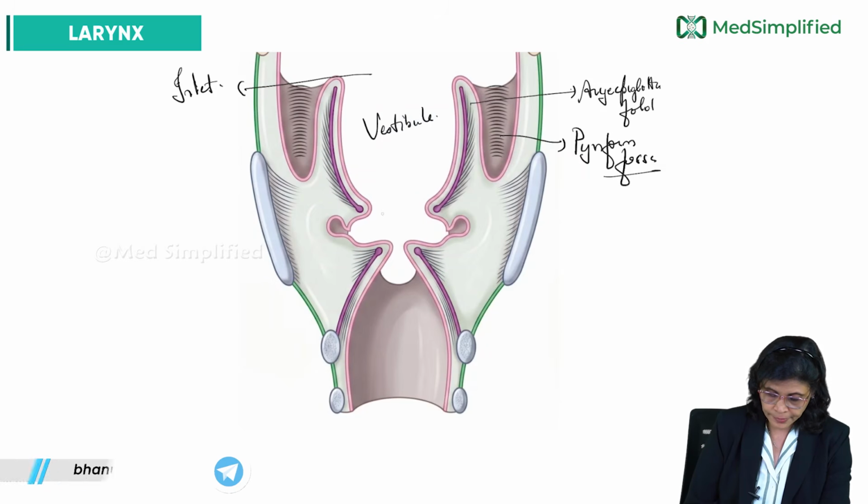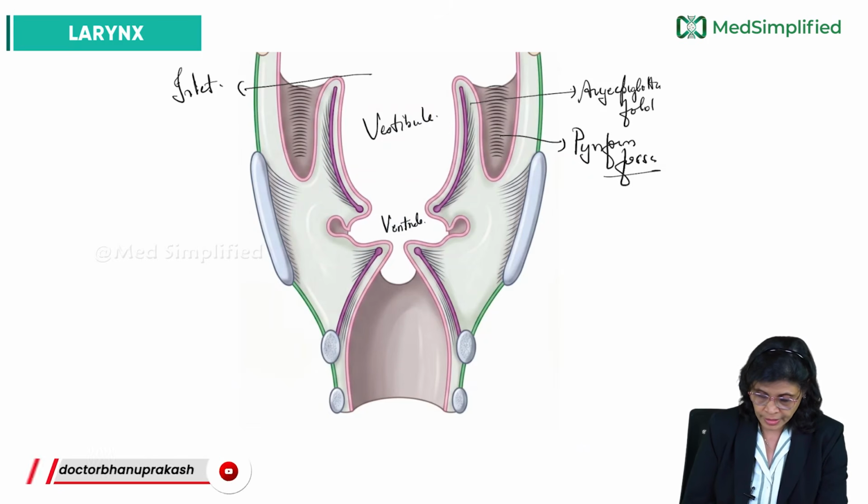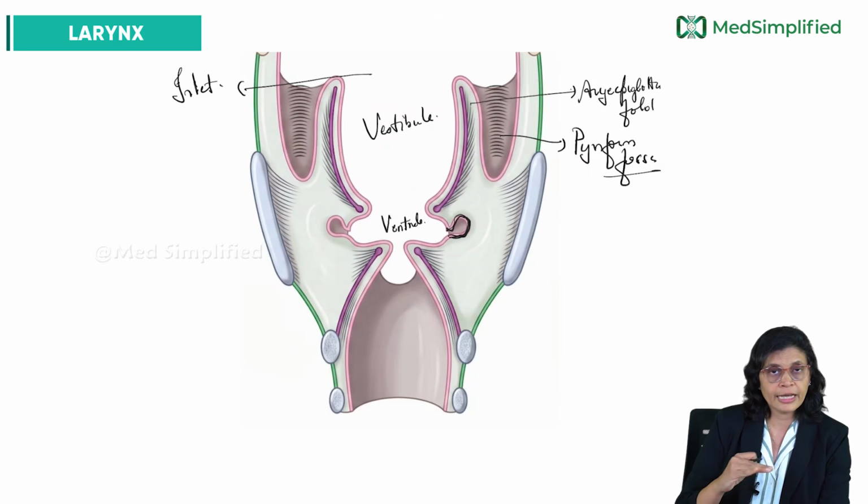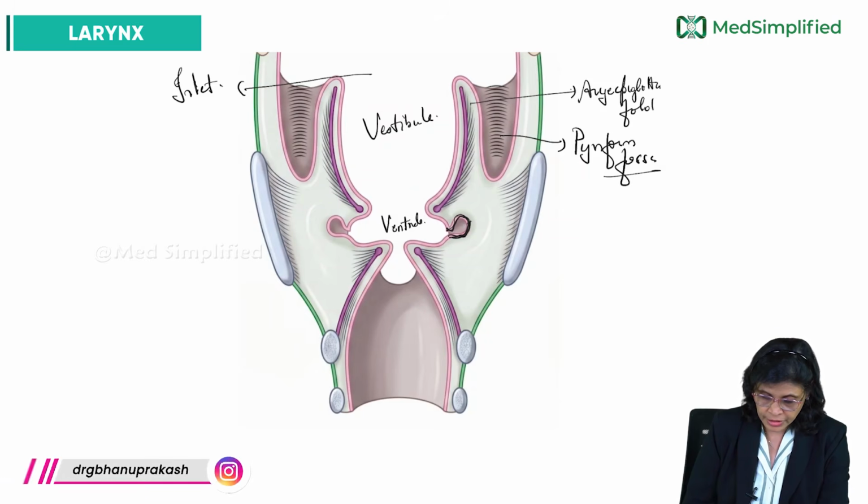So this is the ventricle, otherwise also called the sinus. On each side, a narrow blind diverticulum is formed here. This is a diverticulum of the mucous membrane. It extends posteriorly and superiorly between the vestibular fold and the lamina of the thyroid cartilage. This we call the saccule.